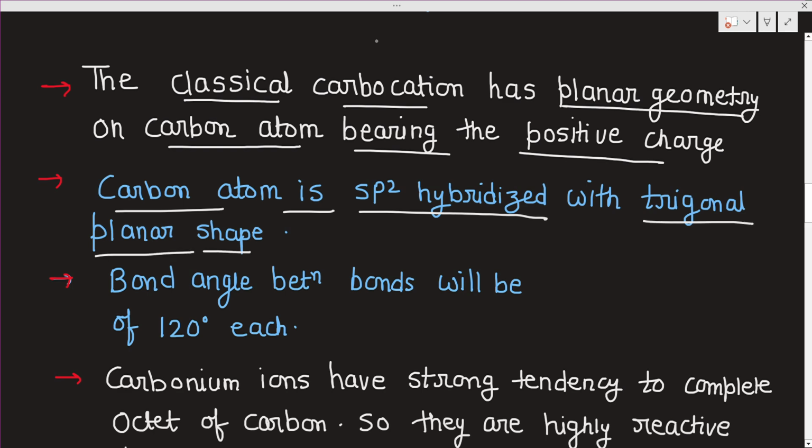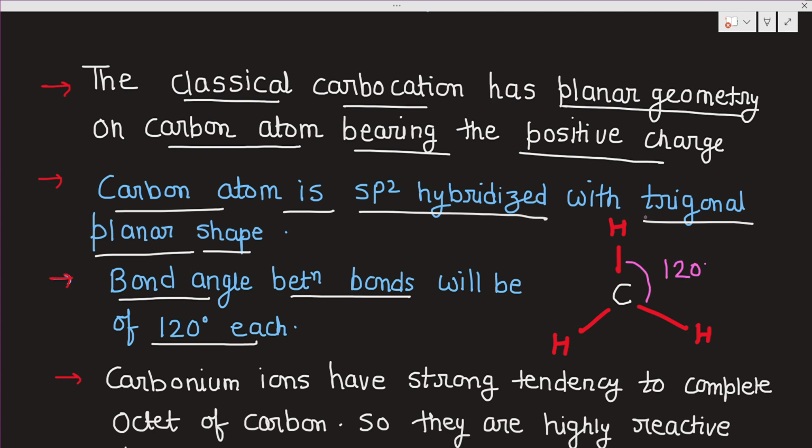Now there are 3 bonding pairs of electrons. sp2 hybridized means 3 sp2 hybrid orbitals are formed and there are 3 bonds, so all are bonding pairs of electrons. So this has a normal trigonal planar structure and the bond angle between the bonds will be 120 degrees each. It means if this is the carbon and there are bonds in this manner, these are the 3 bonds. This will be in the form of a trigonal planar structure and there will be a bond angle of 120 degrees between them.